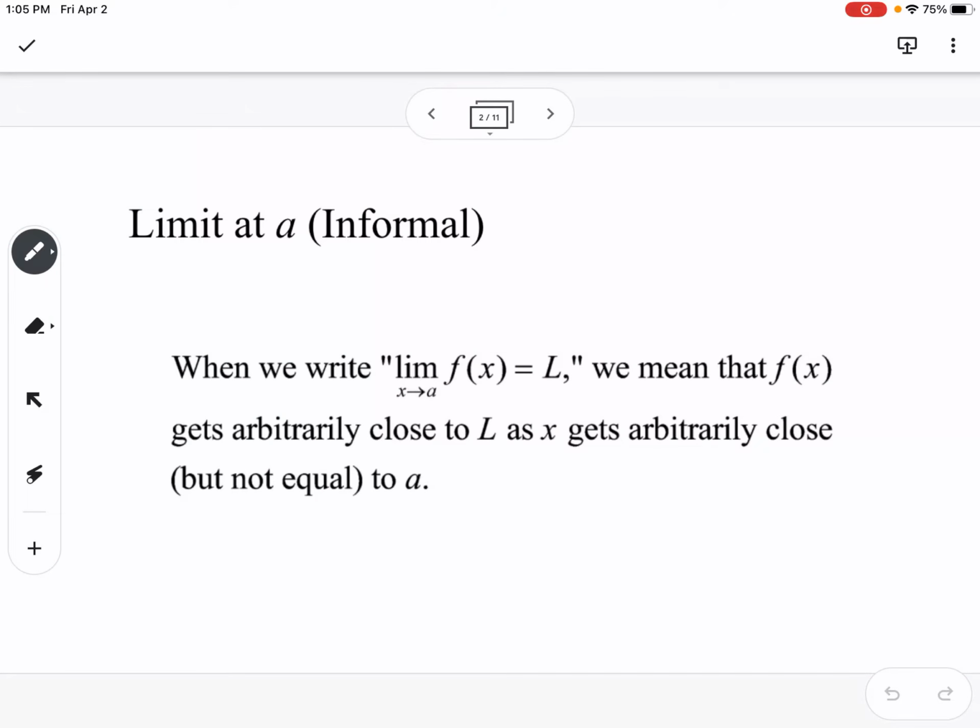Okay, so we saw this in 11.1, so we can write the limit as x approaches a of f of x is equal to L. So that says that f of x gets arbitrarily close to L as x gets arbitrarily close, but not equal, to a.